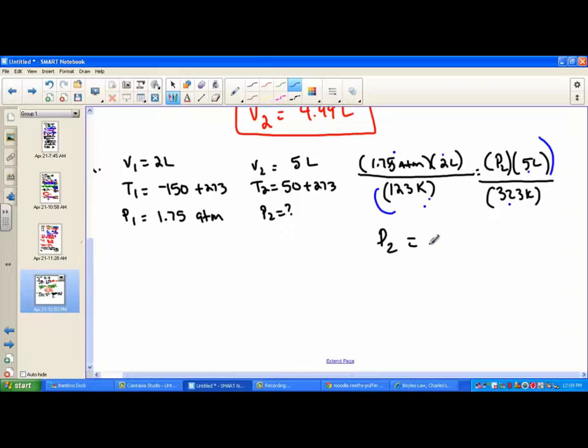And I had to insert my parenthesis. How about 1.84? Did I give you enough time to get there? I hope we match our answers. 1.84 ATMs.